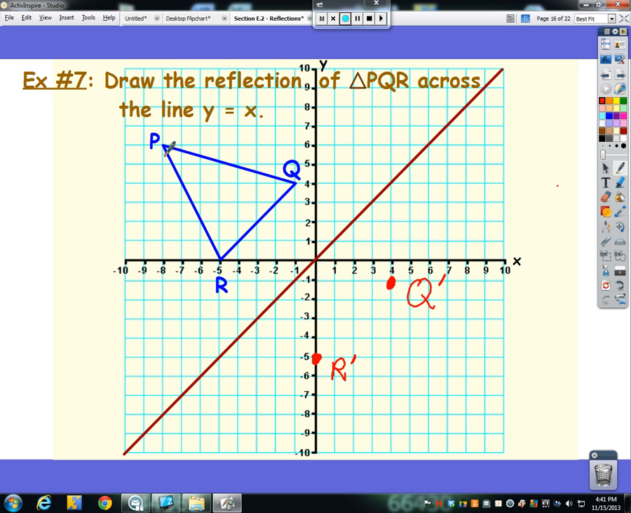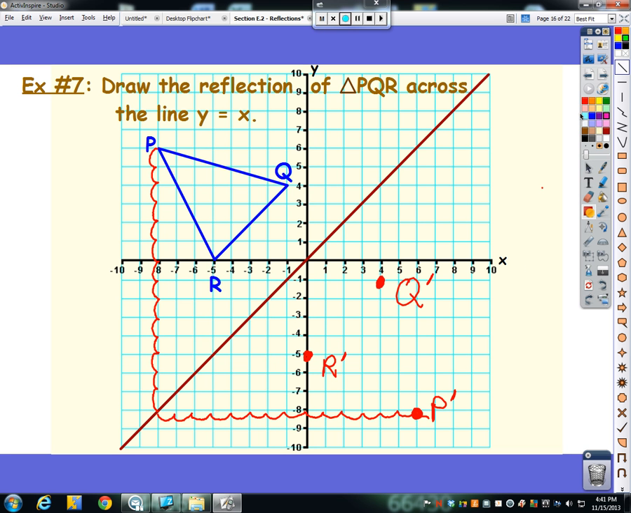P, oh boy, P is a long ways away here. Let's see, 1, 2, 3, 4, 5, 6, 7, 8, 9, 10, 11, 12, 13, 14. And now I need to go 14 the other direction. So 1, 2, 3, 4, 5, 6, 7, 8, 9, 10, 11, 12, 13, 14. Nope, 14. That's all I needed to go. There's P prime.